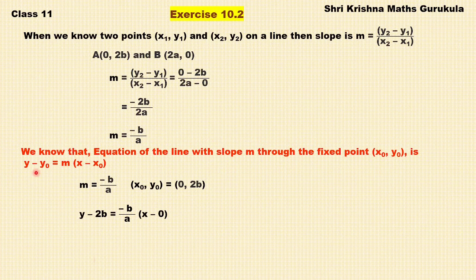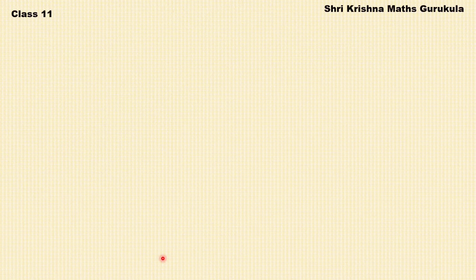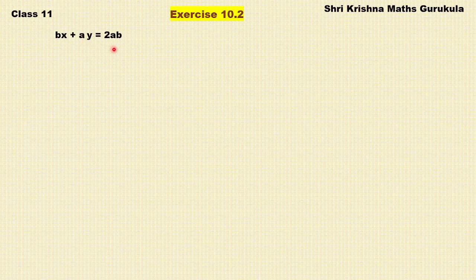So y minus y naught, that is y minus 2b, is equal to slope, which is minus b by a, into x minus x naught, x minus 0. So y minus 2b is equal to minus b by a into x. When you cross multiply, it is ay minus 2ab is equal to minus bx. Now I'll move this minus bx to the LHS and this minus 2ab to the RHS. That gives us this equation, bx plus ay is equal to 2ab.